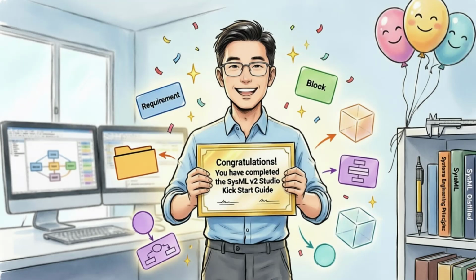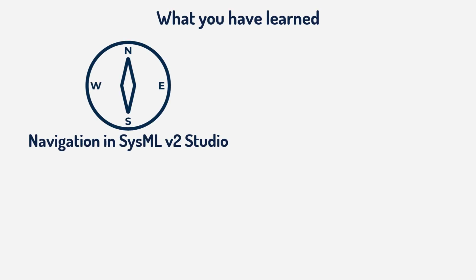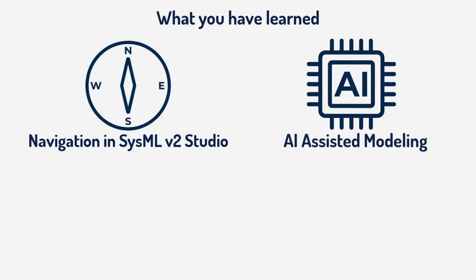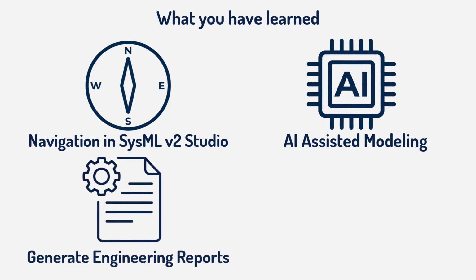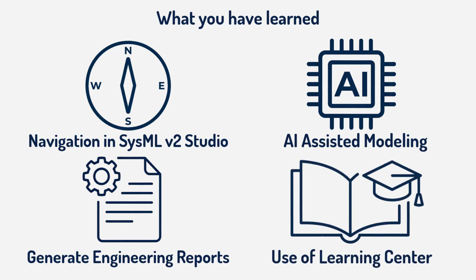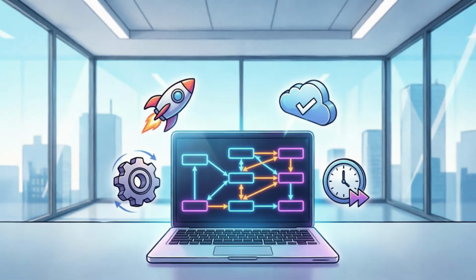Congratulations! You have completed the SysML V2 Studio Kickstart Guide. You have evolved from navigating a professional SysML V2 code editor to leveraging cutting-edge AI for system analysis. You now know how to generate advanced engineering reports, such as risk analysis, V&V plans, directly from your model code. How to use the Integrated Learning Center to bridge knowledge gaps without losing your flow. The full potential of a modern, web-based SysML V2 tool to accelerate your engineering lifecycle.